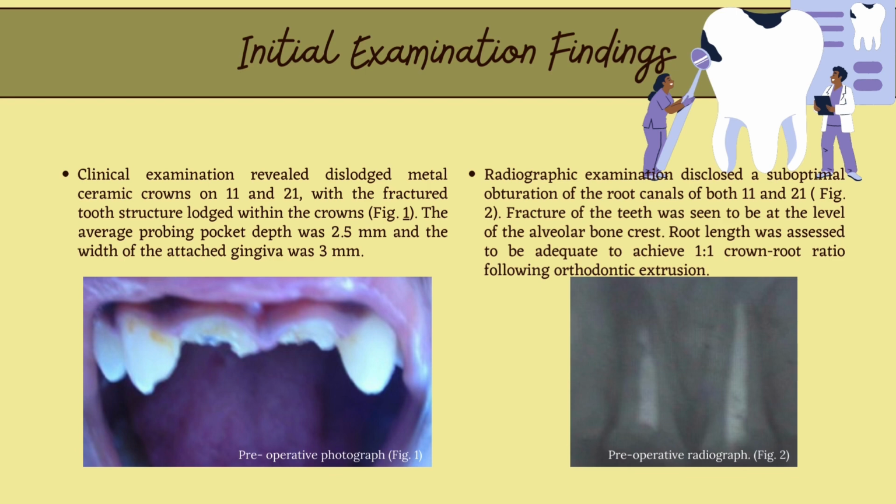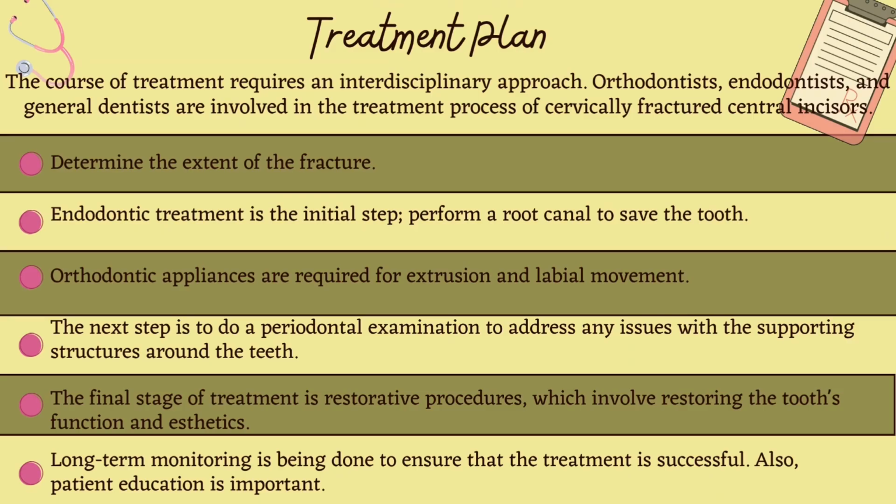Radiographic examination disclosed a suboptimal obturation of the root canals of both 11 and 21, Fig. 2. Fracture of the teeth was seen to be at the level of the alveolar bone crest. Root length was assessed to be adequate to achieve 1:1 crown-root ratio following orthodontic extrusion. The course of treatment requires an interdisciplinary approach.